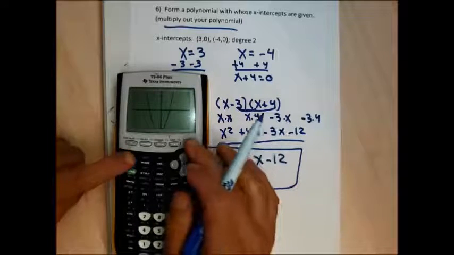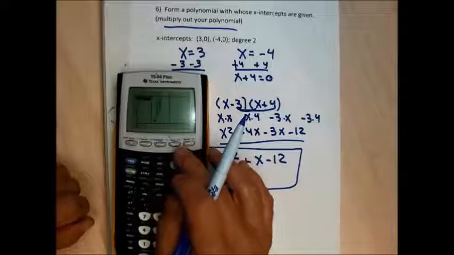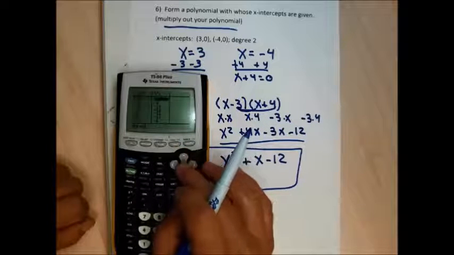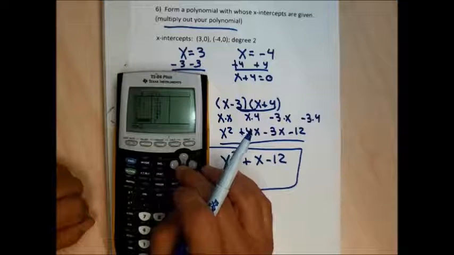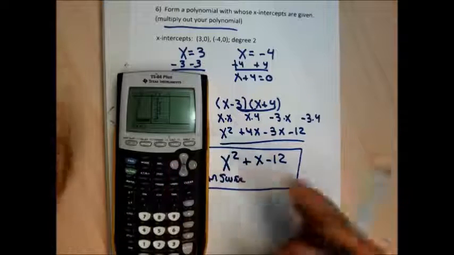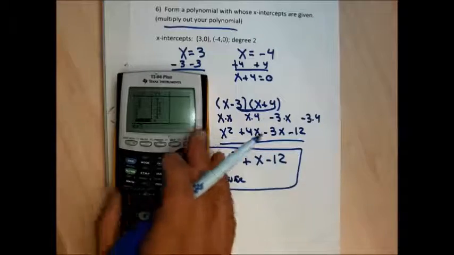To confirm that, I'll peek at the table. Make sure next to negative 4 in the table I have a 0, which I do. So there's the x-intercept of negative 4, 0. And make sure next to 3 in the table I have a 0 in the y. And that confirms my intercepts.